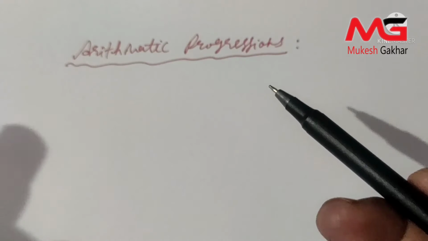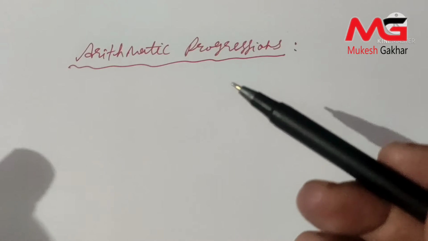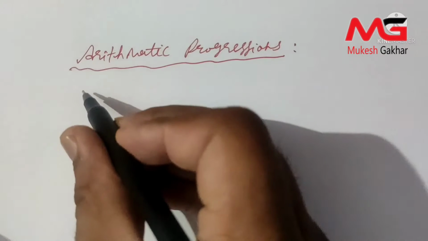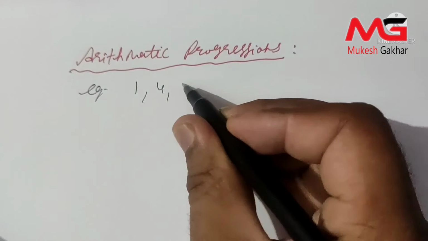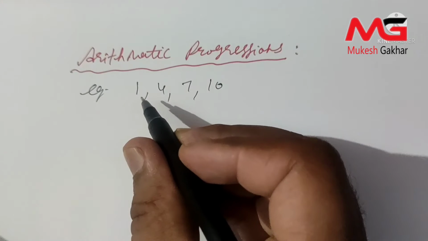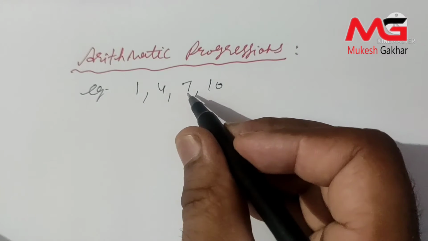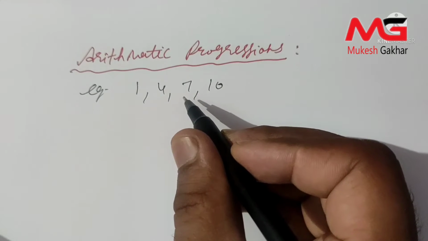Today my topic is arithmetic progressions. In arithmetic progressions, the difference between two terms always remains the same. For example, 1, 4, 7, 10. You can find out the difference is the same. Here 4 minus 1 is 3, 7 minus 4 is 3, 10 minus 7 is 3.